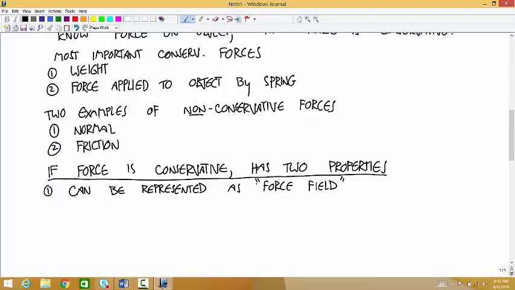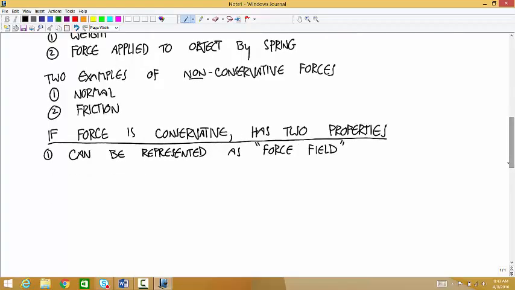So what is a force field? A force field, think of it like this. What's a poppy field?